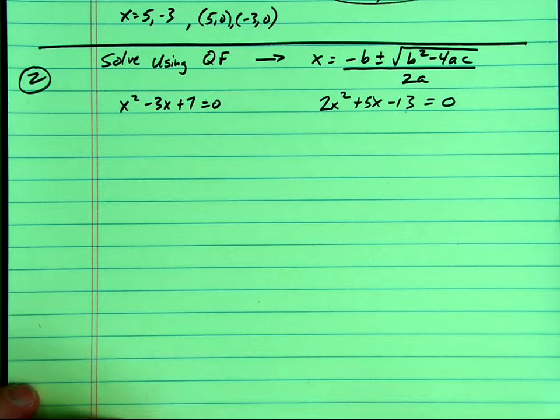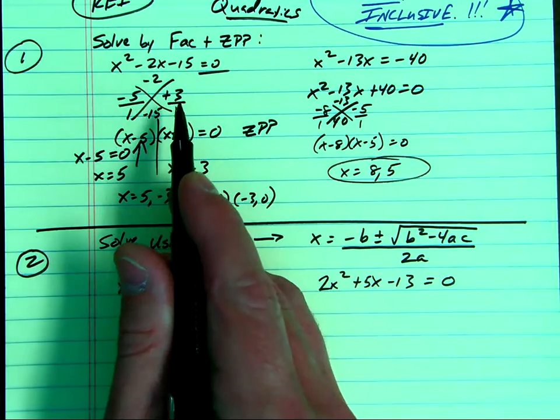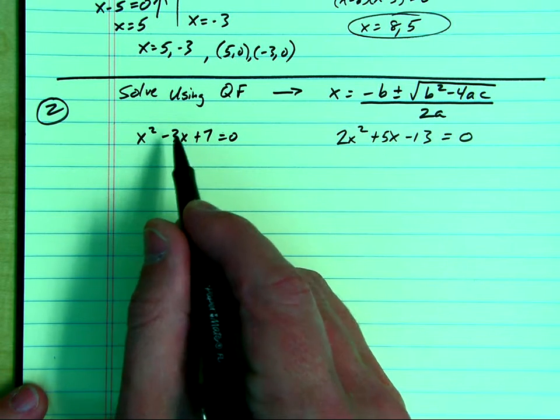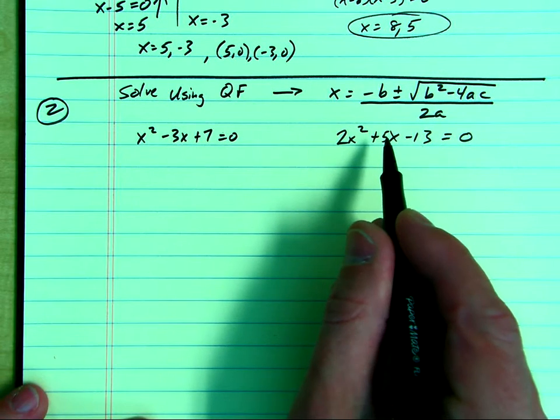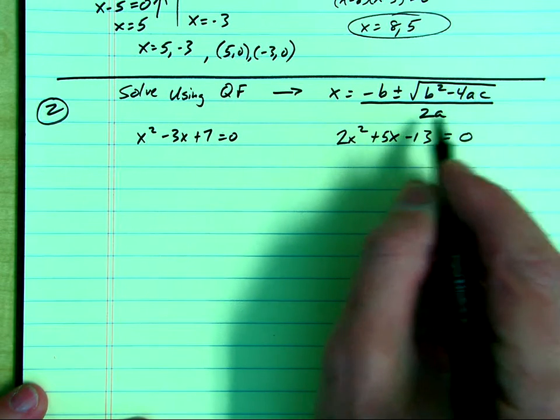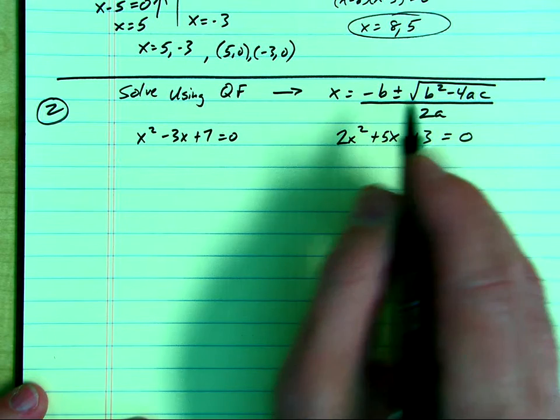So for these two, we're solving with the quadratic formula. Why the quadratic formula? Because they don't factor easily, which is up here, and you can't complete the square easily because the middle coefficient is odd. Okay? So over here, we're just going to use the quadratic formula. You have to memorize this. You're not going to be given it on the test. You have to memorize the quadratic formula.